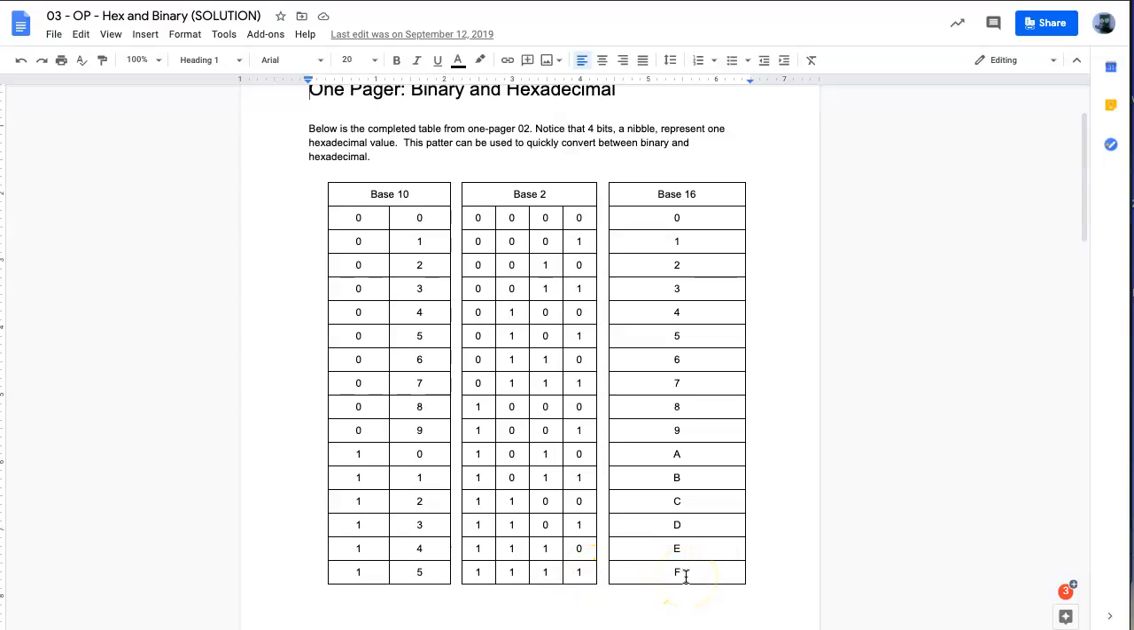And what we notice right away is that the unit digit in base 16 can be represented by 4 base 2 digits. And that's what's really important here.